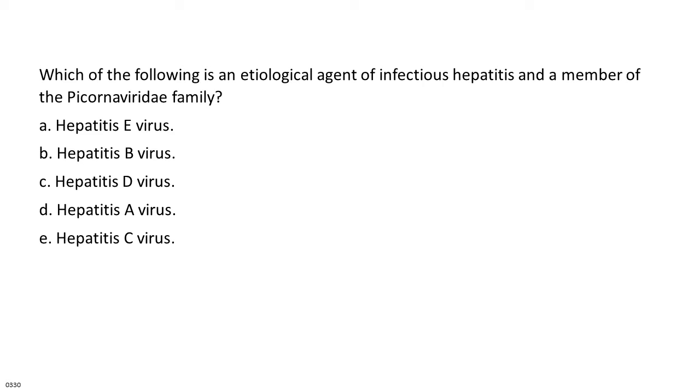Which of the following is an etiological agent of infectious hepatitis and a member of the Picornaviridae family? A. Hepatitis C virus. B. Hepatitis B virus. C. Hepatitis D virus. D. Hepatitis A virus. E. Hepatitis C virus.